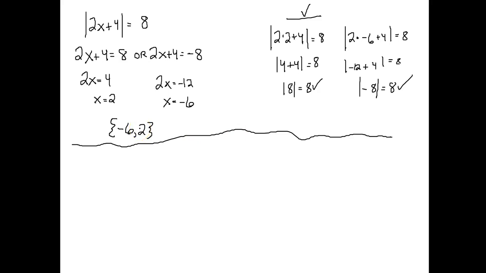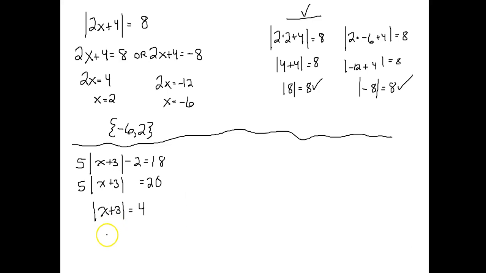Now, if you have something a little fancier, a little more to it, like let's say you have 5 times the absolute value of x plus 3, and then minus 2 equals 18. Before you go to solve it, make sure you get the absolute value by itself. So make sure you go ahead and add 2 to both sides. Divide by 5 on both sides.